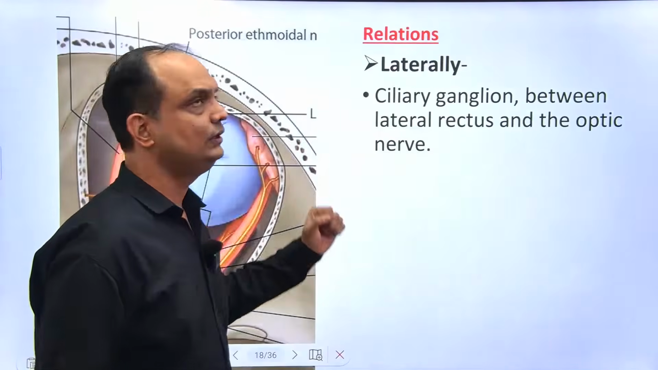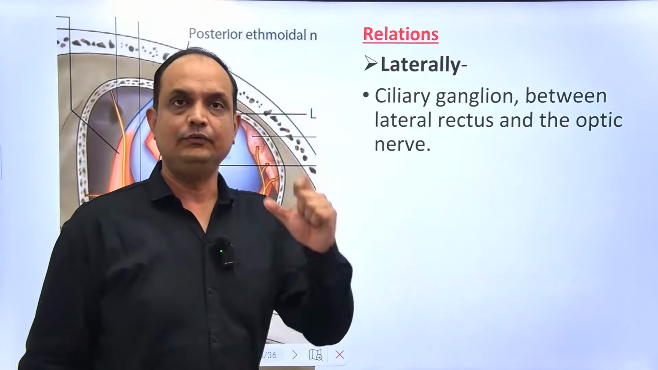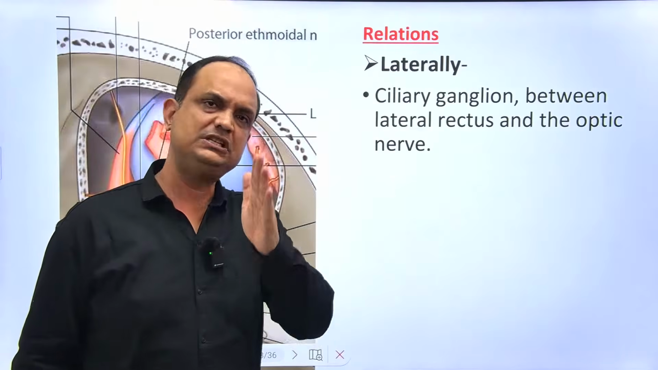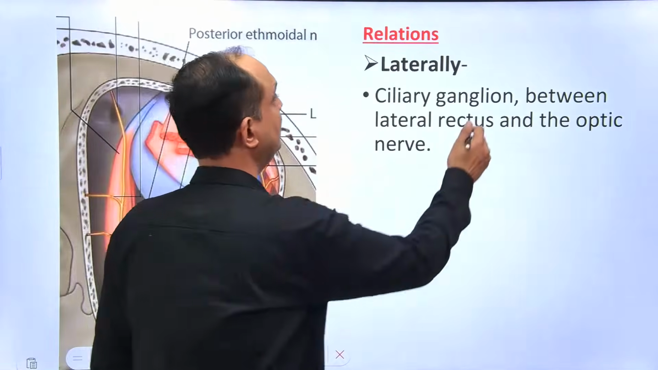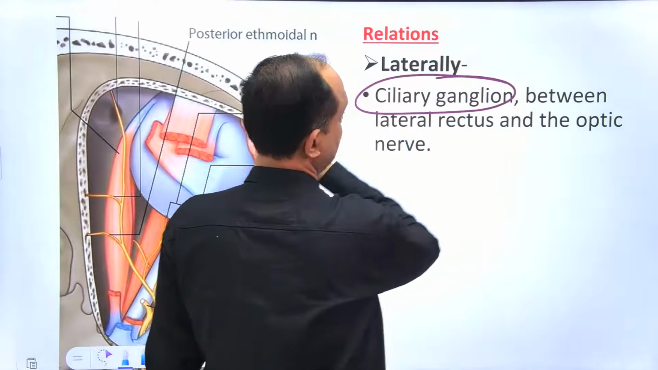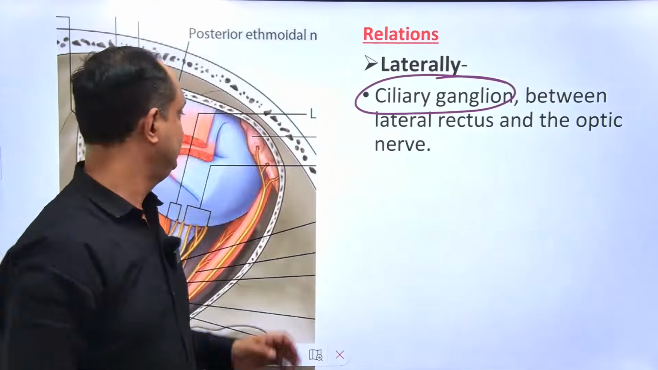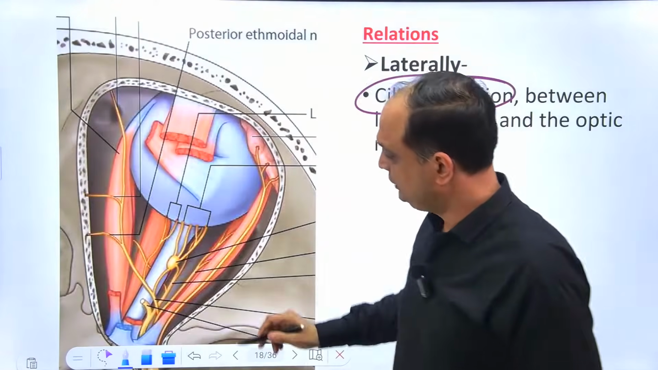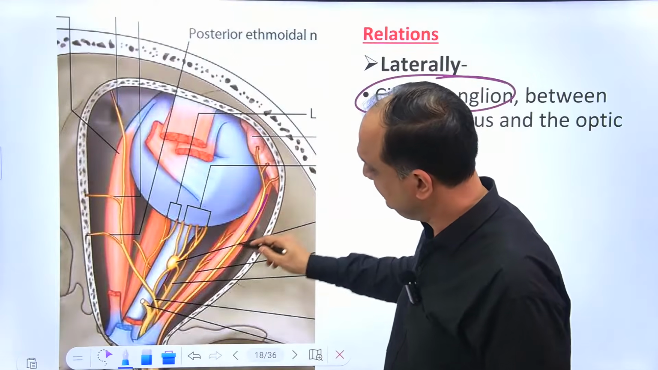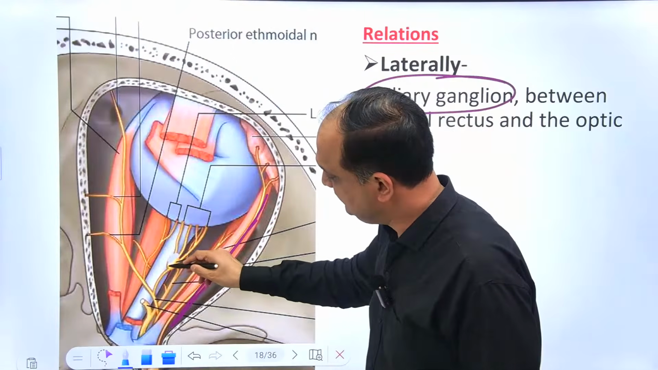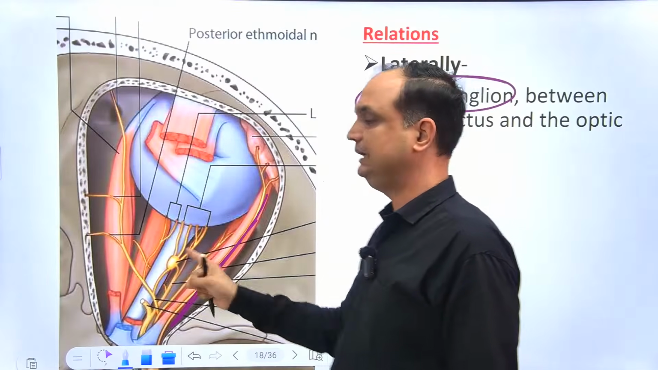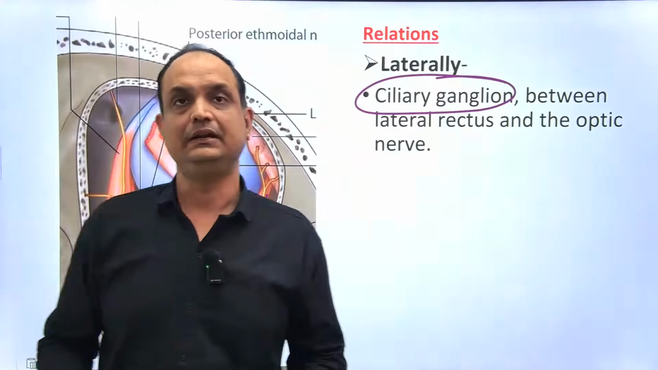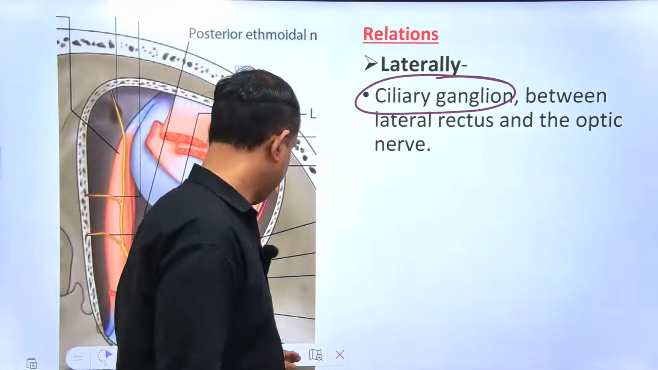Now what are the lateral relations? Just lateral to the optic nerve, you will find a very important parasympathetic ganglion, and that is the ciliary ganglion. In this diagram you can see that this is our lateral rectus and this is our ciliary ganglion. So this ganglion lies between the nerve and lateral rectus, and it is just lateral to the optic nerve.